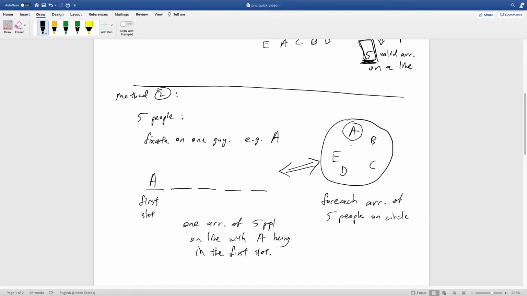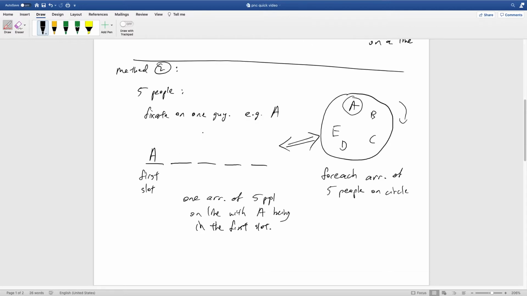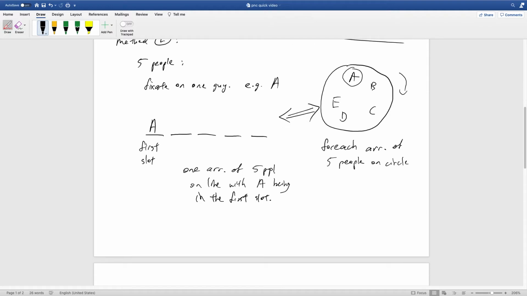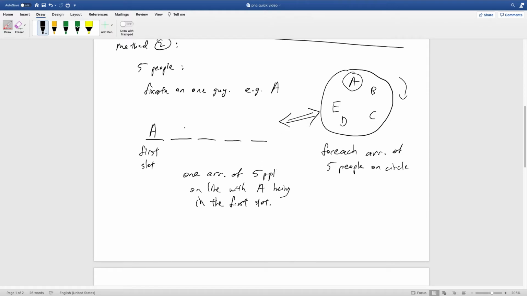Right? So if we fix A over here, and then if we rotate it, A is still going to be mapped to this first slot. So in essence, since there's a one-to-one correspondence between the people sitting in a circle and the people sitting in a line with A being in the first slot, then we only need to count the remaining people, how many ways are there for them to fit in the remaining areas, which is just 4 factorial.